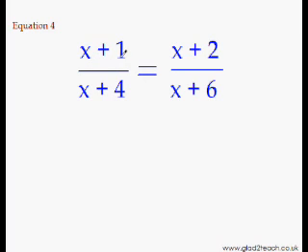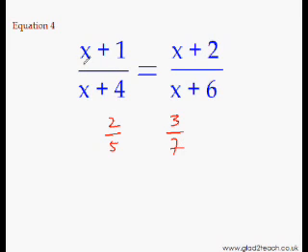So obviously this fraction would become 1 over 4 and this fraction would become 2 over 6. 2 over 6 can be simplified further as 1 over 3. So obviously 1 over 3 is not equal to 1 over 4. So now let us try the next value, that is put x equal to 1. 1 plus 1 is 2 and 1 plus 4 is 5. So this is 2 over 5. Similarly, this will be 3 over 7. Obviously they are not equal.